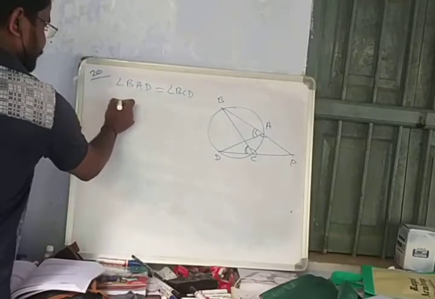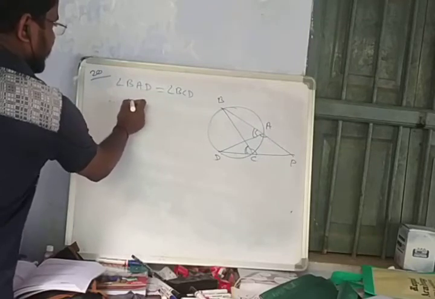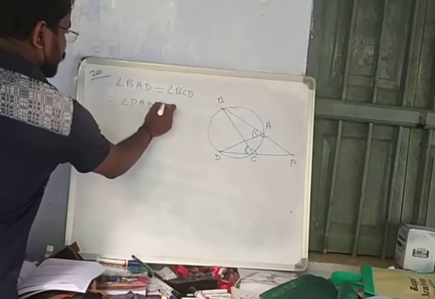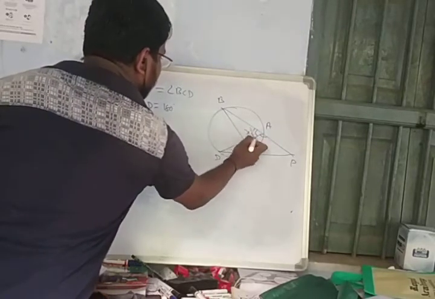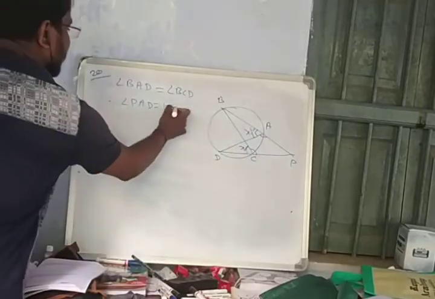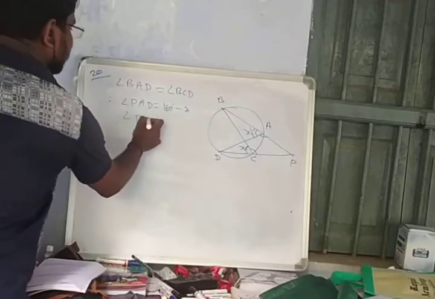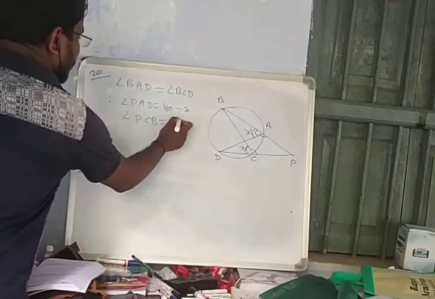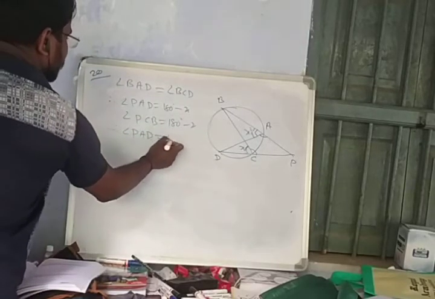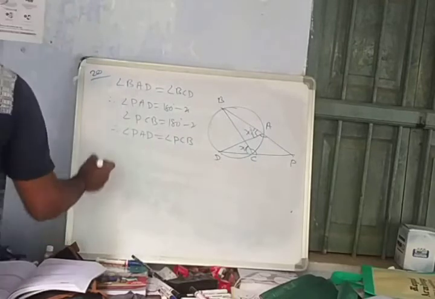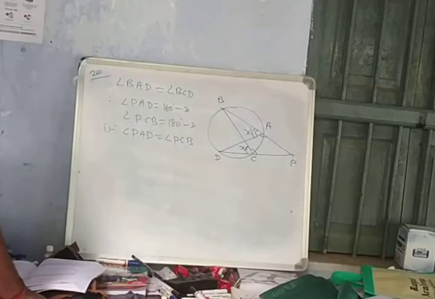Therefore, PAD equals 180 minus x. Suppose this is x, then this will be x. And PCB equals also 180 minus x. Both are equal. Therefore, we can say that PAD equals PCB. The first one you got. The second one, PA into PB equals PC into PD.